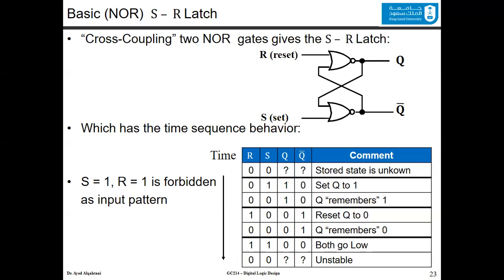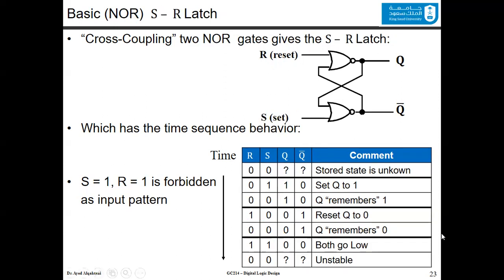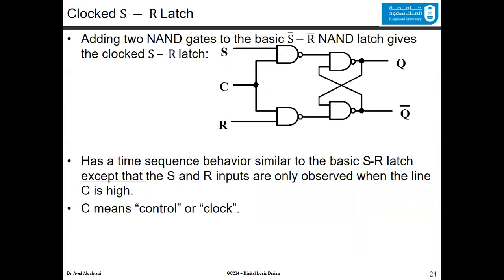Now, in addition to this circuit, we will add to the NAND circuit that we discussed before, in this slide 22, another part, which you can see here, 2 more NANDs. So adding 2 NAND gates to the basic S-R NAND latch gives you what we called the clocked SR latch. This is an SR latch where you have also a control, or we call it a clock. This C, we sometimes call it control or a clock. I personally like to call it a clock all the time.